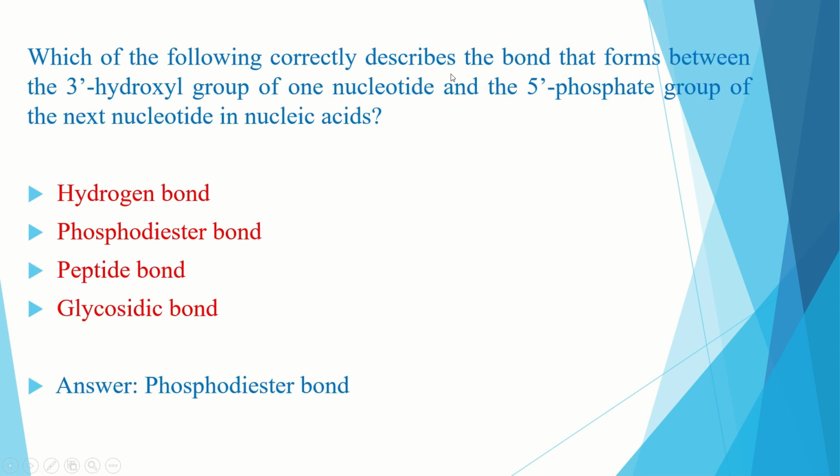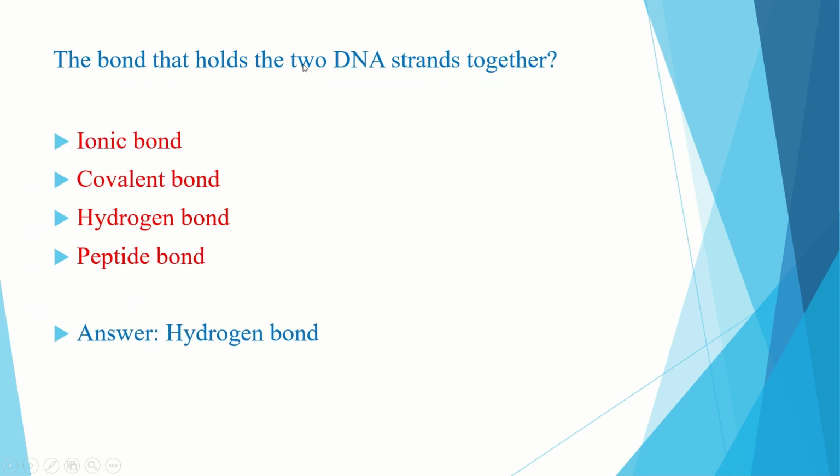Which of the following correctly describes the bond that forms between 3' hydroxyl group of one nucleotide and the 5' phosphate group of the next nucleotide in nucleic acids? Hydrogen bond, phosphodiester bond, peptide bond, glycosidic bond. The answer is phosphodiester bond. The bond that holds the two DNA strands together. Ionic bond, covalent bond, hydrogen bond, peptide bond. The answer is hydrogen bond.